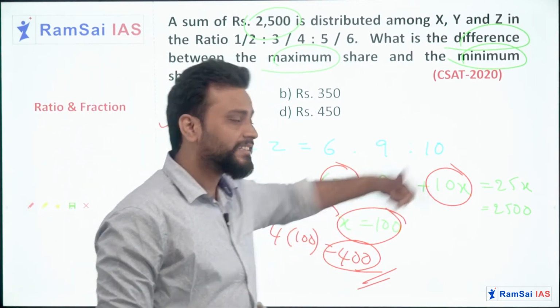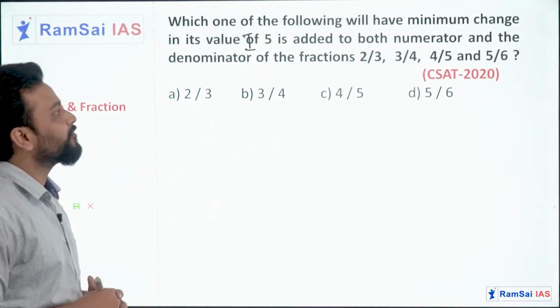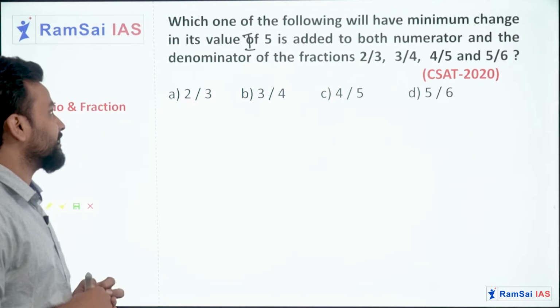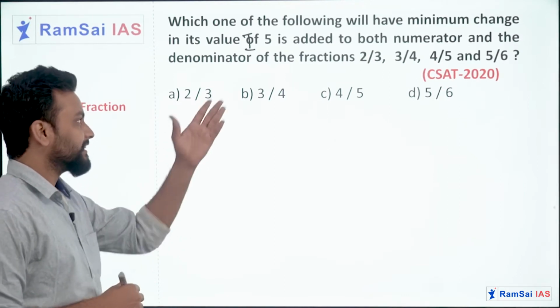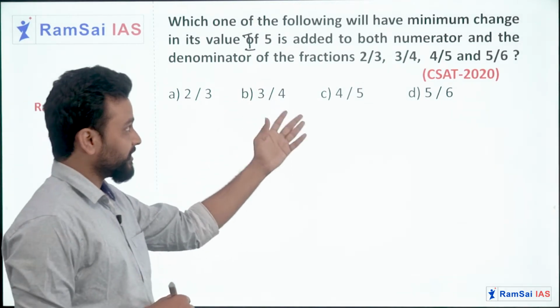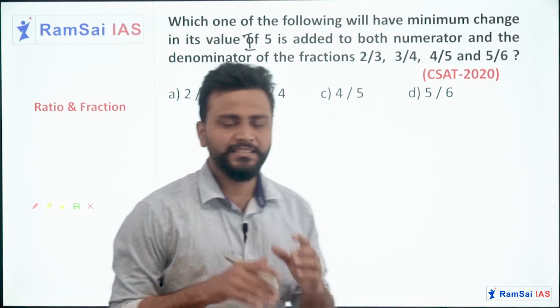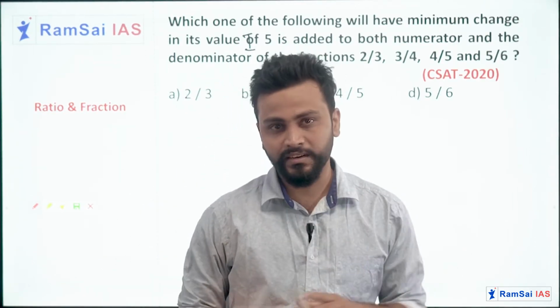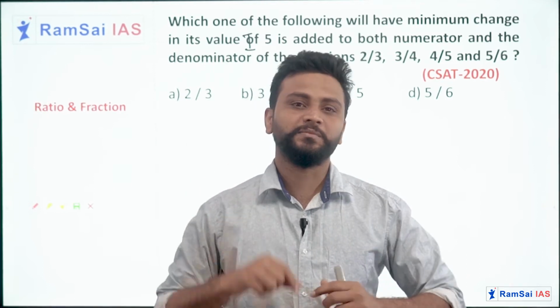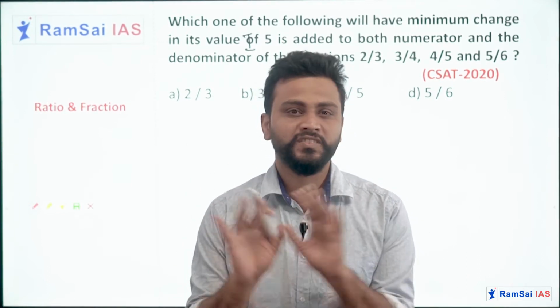Okay, the next question in this video. Which of the following will have minimum change in its value if 5 is added to both the numerator and the denominator of the fractions 3 by 4, 2 by 3, 4 by 5 and 5 by 6? See here in this question, if we add a number, let it be 5 or 10 or any number, to the numerator and to the denominator, which will have the least or the minimum change in it.